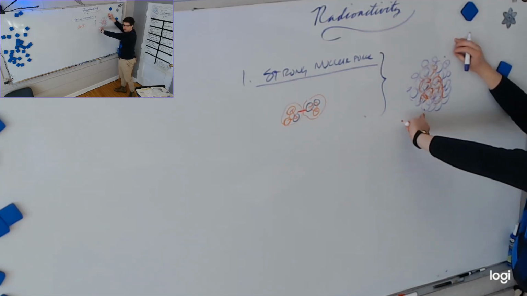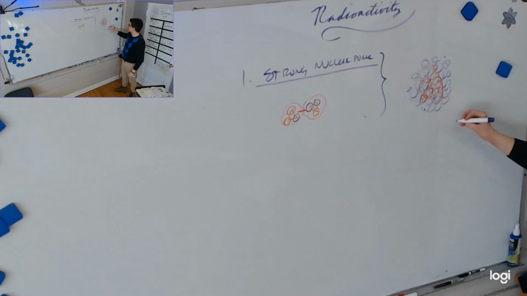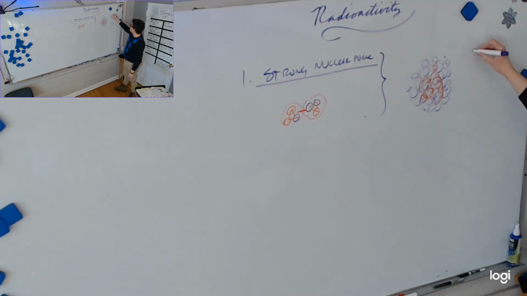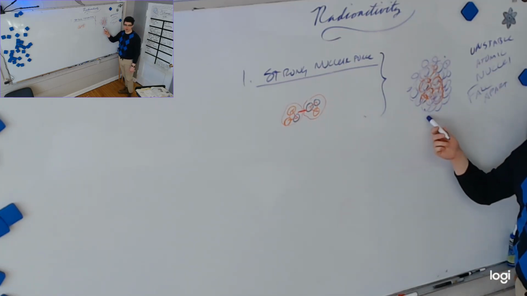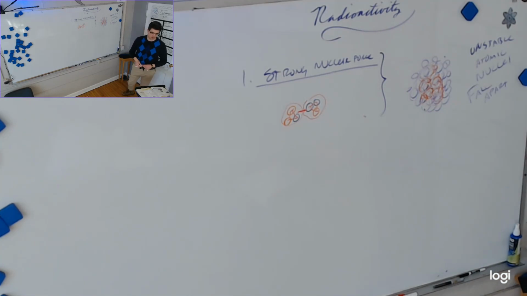So what do they do? Over time, they explode. Yeah. So these unstable atomic nuclei fall apart due to the lack of the strong nuclear force relative to electromagnetism.